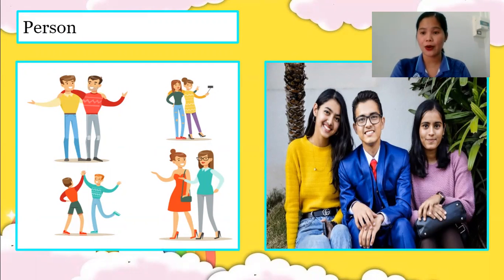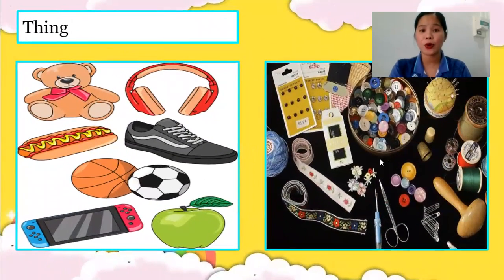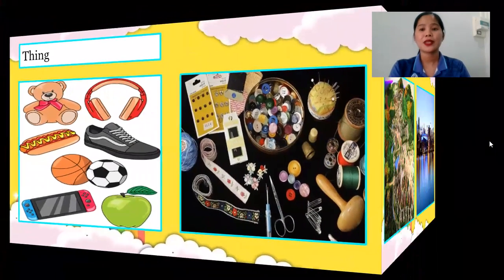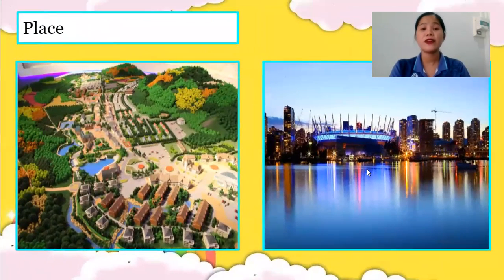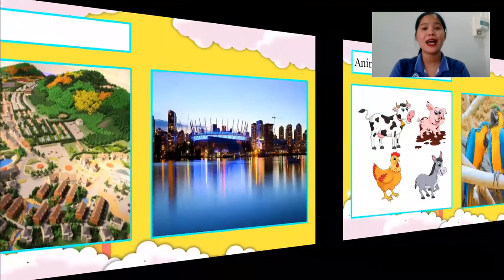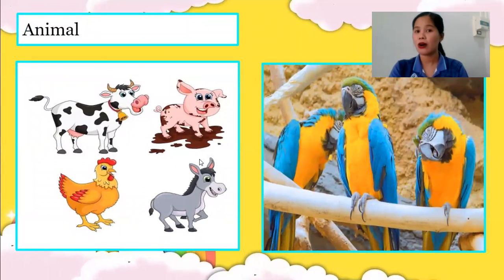Now in thing, as I have told you, anything around you: your phone, your glass, your table, your chair, notebook, pencil, car, house, are called things. Next we have place, anywhere, even your toilet is a place, your playground, your park. That is place, which is also what we call noun. The last one is animals: cat, dogs, birds, insects, giraffe, elephant, anything. That belongs to animal. That is what we call a noun.